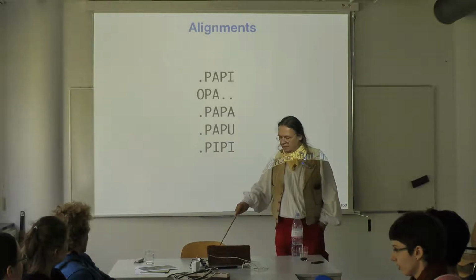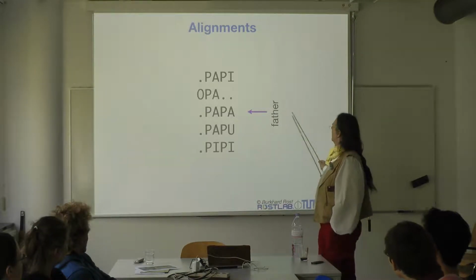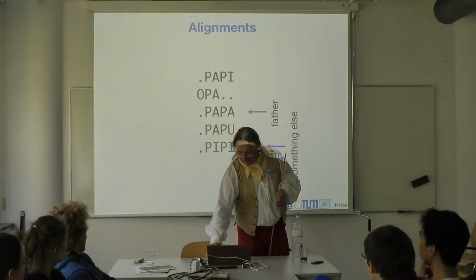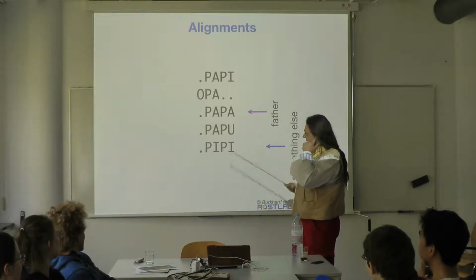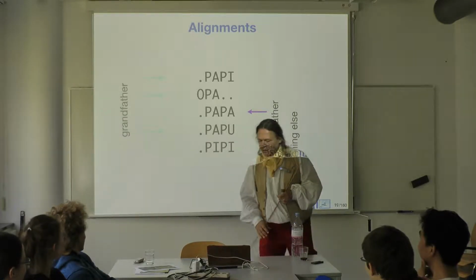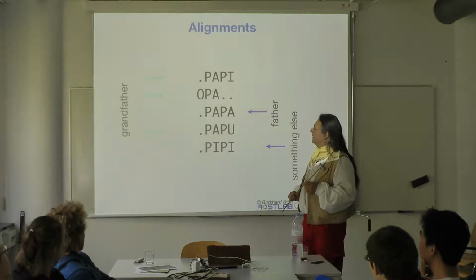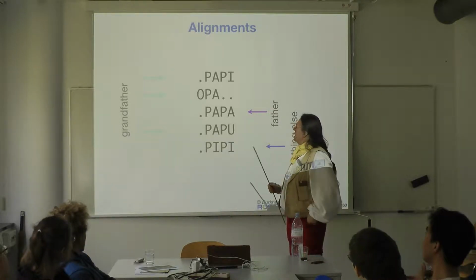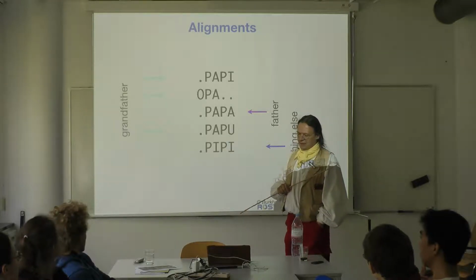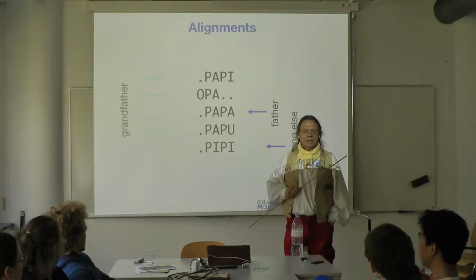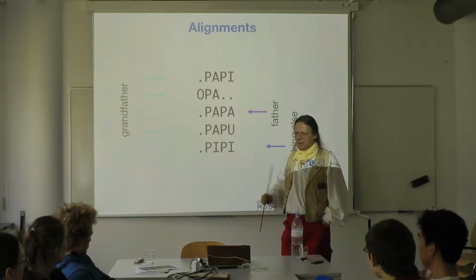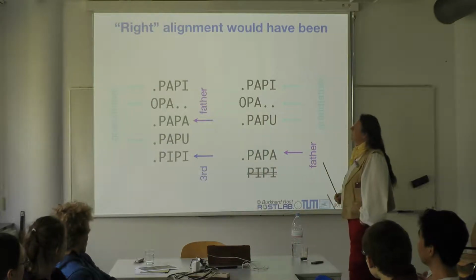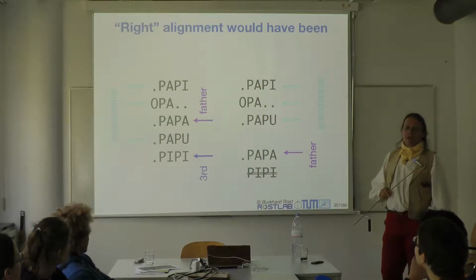Let's begin with the first one that most of you will know the meaning of. This is father, and then when you go a little bit further down the road, you see that this is something else, and then you see that these three in three different languages are grandfather. You can clearly see that, except for the something else, they have a relation in terms of their meaning, and they look similar. But now we actually have two different ways of arranging our alignments.